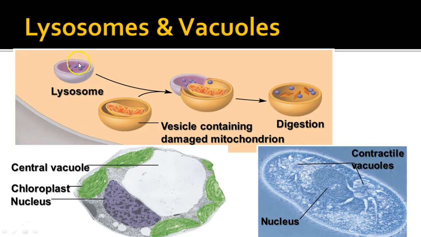Here we see a lysosome fusing with a vesicle containing something that's been damaged in the cell to digest or break it down. Here we have a plant cell with its central vacuole there, showing that this one contains starch, it appears to. And then here is a paramecium with its contractile vacuoles that are used to get rid of excess water.